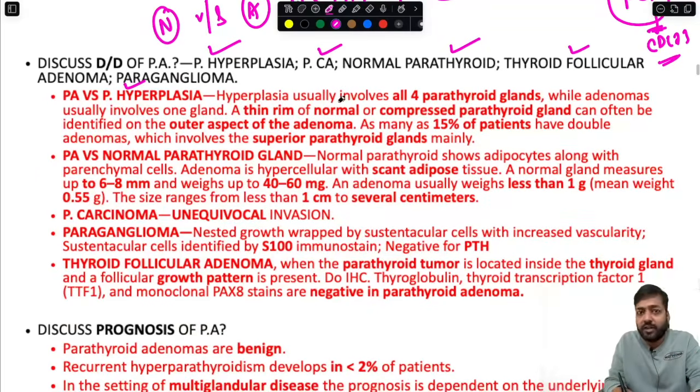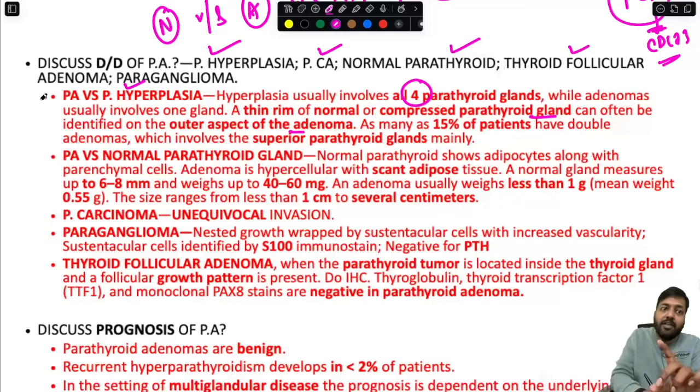How do you differentiate? Parathyroid hyperplasia usually involves all four parathyroid glands, while adenomas usually involve one gland. A thin rim of normal or compressed parathyroid gland can often be identified on the outer aspect of an adenoma, and as many as 15% of patients have double adenomas, which involve the superior parathyroid glands mainly.